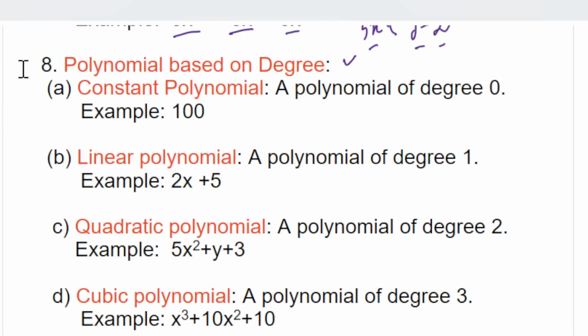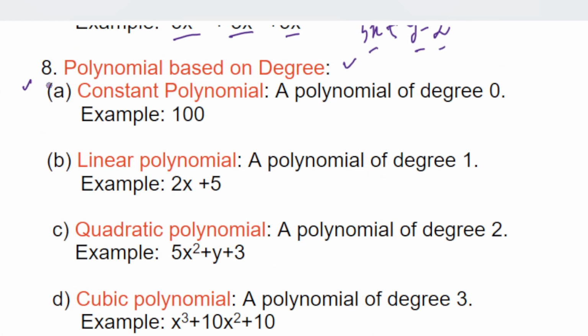Okay, next we'll see polynomial based on degree. Based on degree, again we can have four types of polynomial. In higher classes you will learn more about all these things, but till class 9 or 10 you need these four only. So first one is constant polynomial.